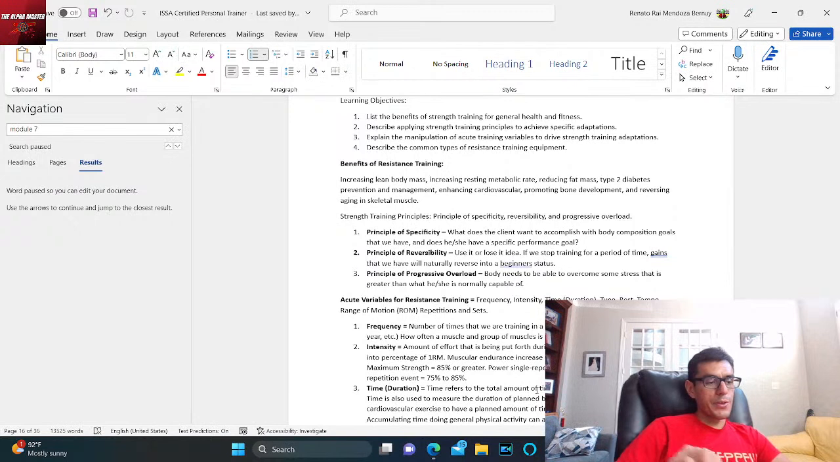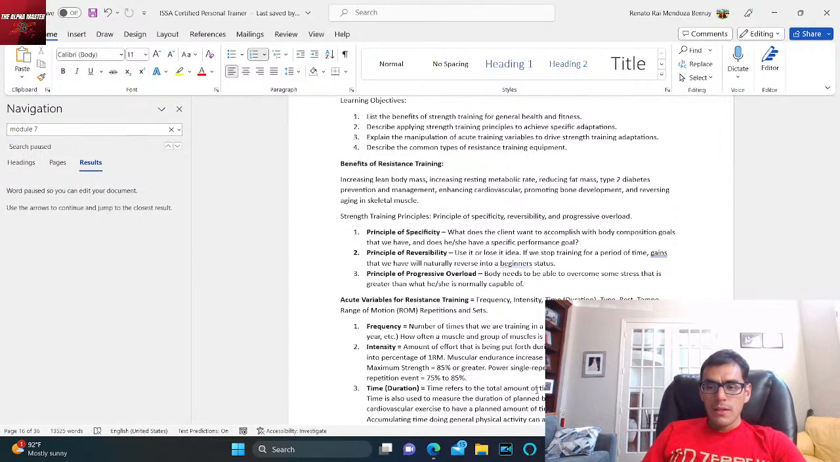Again, time duration: time refers to the total amount of time an activity or exercise session lasts. It is also used to measure the duration of planned bouts of exercise. It is common for cardiovascular exercise to have a planned amount of time associated with each session. Accumulating time doing general physical activity can count for long-term health benefits.